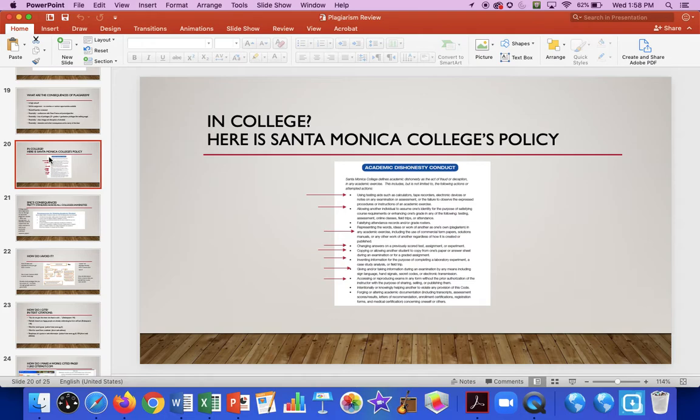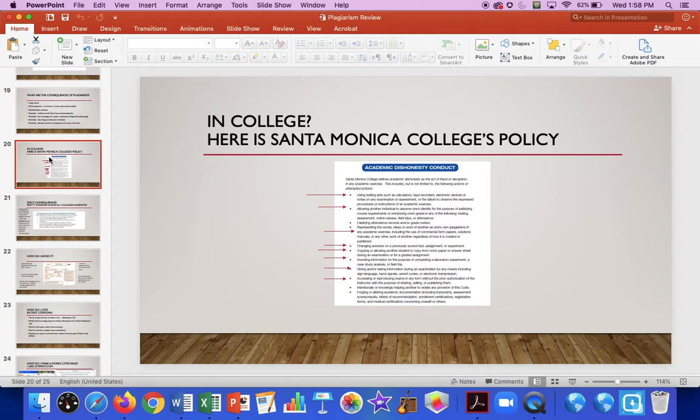All right. Inventing information for the purpose of completing a laboratory experiment. So you're running an experiment in the lab, you forgot to do it, you forgot to water your plant and it died, and instead of fessing up to that, you just say, oh, it grew 6 feet in one night. It was amazing, it was a miracle.